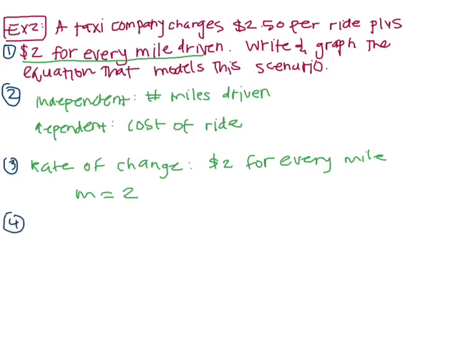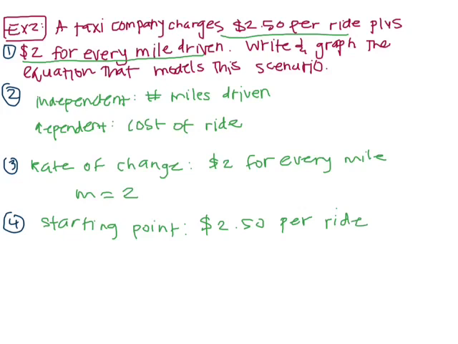Step 4, we need to identify our starting point. And if you look above, it tells us that the company charges $2.50 per ride. So when you get in the car, it doesn't matter if you're going to go 1 mile or 100 miles. You still have to pay $2.50 just to get in the car. So our starting point, or our y-intercept, is going to be 2.5 or 2.50.